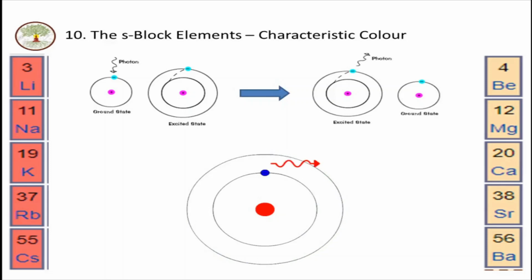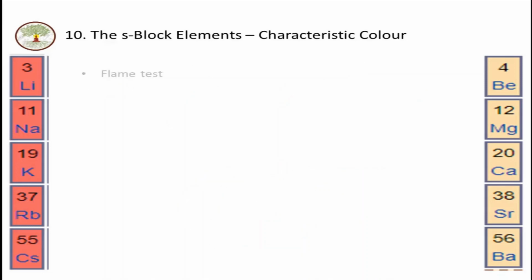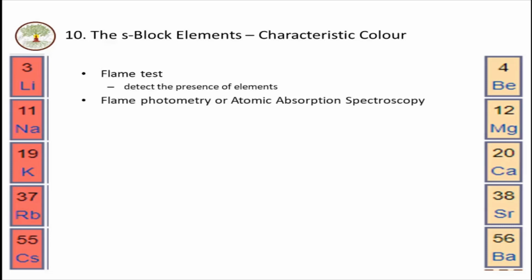ground state. For each element, the amount of energy required to excite the valence electron is different, and hence the color or wavelength of the emitted radiation is different. It should be noted that due to the characteristic color, flame test is used to detect the presence of elements. Flame photometry or atomic absorption spectroscopy can be used to quantify most of the metals.